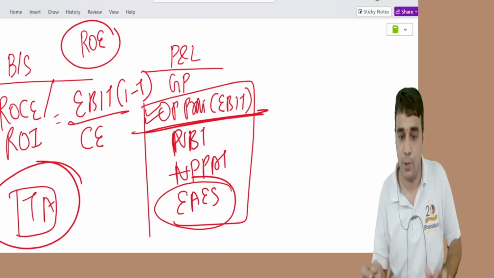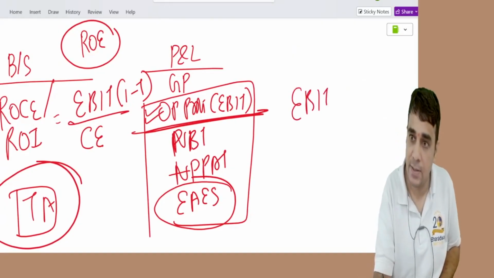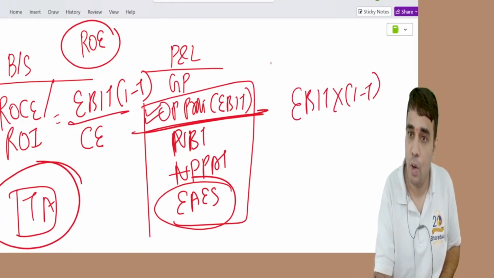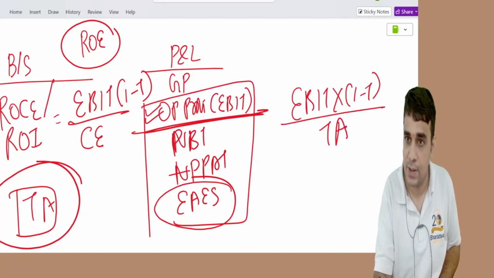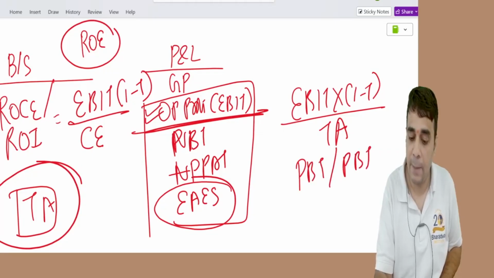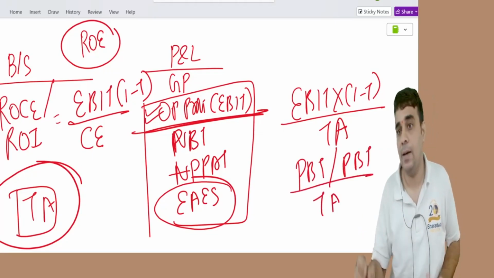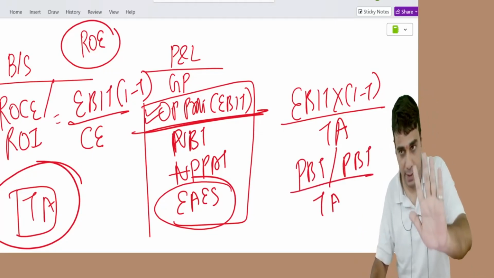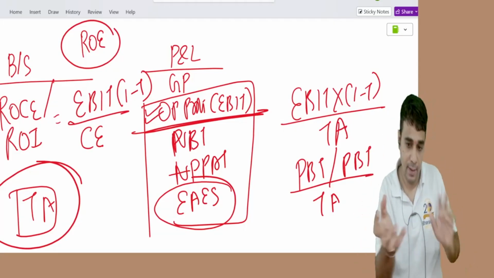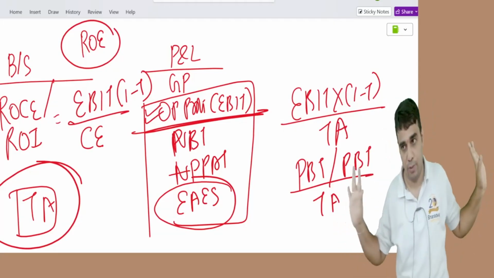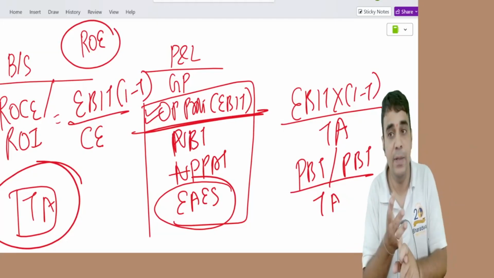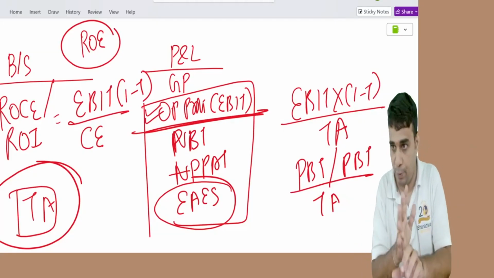What ICAI follows is again EBIT or EBIT into 1 minus tax rate divided by total asset. Alternative ways: PBT or PAT. I'll explain again. From the P&L, I have gross profit, which I don't take. I have EBIT, which is taken, which is also operating profit.